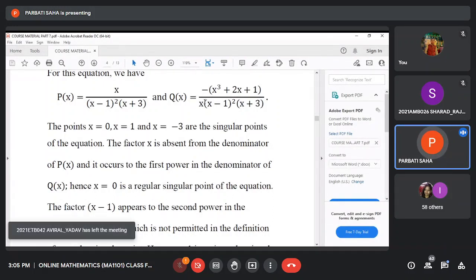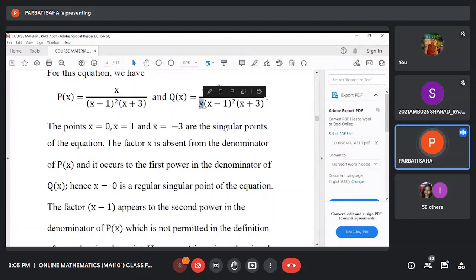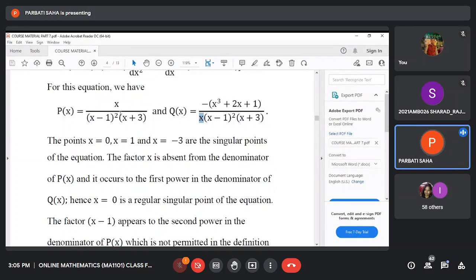So this degree is less than or equal to 1, and here x to the power 0 with degree is less than or equal to 1, and this x to the power 1 is less than or equal to 2. So in both this px and qx, you have observed that x equals 0 is a regular singular point, and x equals minus 3 is also a regular singular point. But x equals 1, since this power is not less than or equal to 1, is not satisfied. So x equals 1.